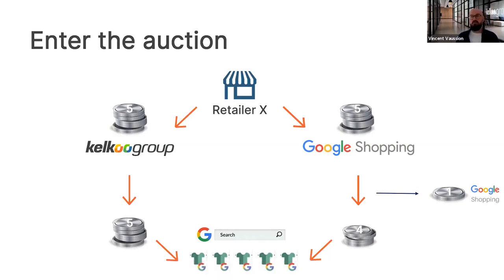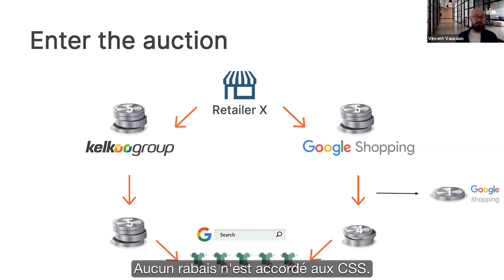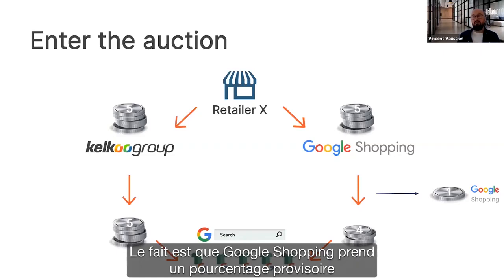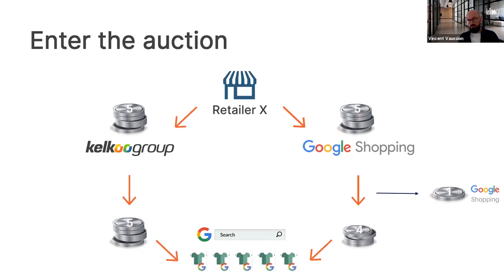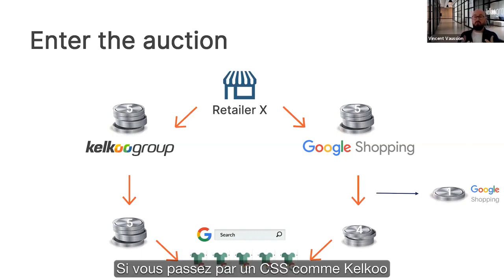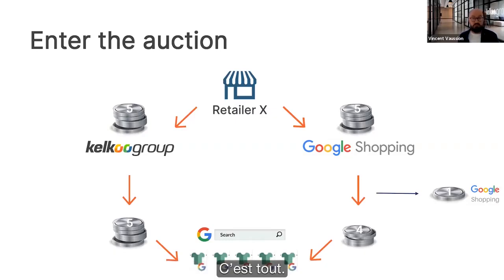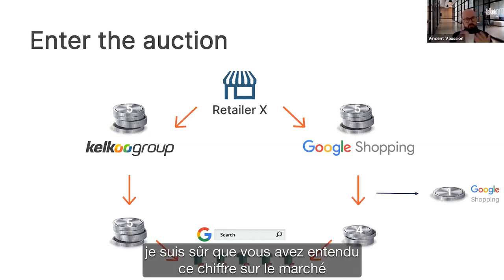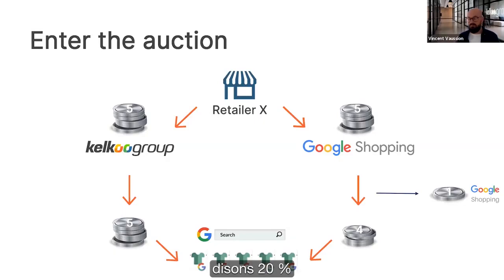So basically, there is no rebate granted to CSSs. This doesn't exist. The fact is, again, that Google Shopping takes a provisional margin of your bids before they reach the auction. So when you go through a CSS like Kelkoo, what is actually happening is that you bypass this margin. That's what happens. For the sake of demonstration today, and I'm sure you've heard this value on the market, we're going to take 20% as a value.